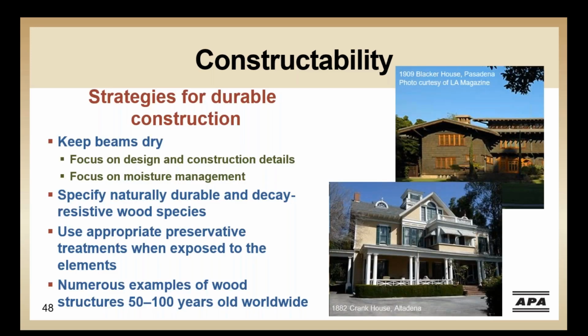Let's take a look at some strategies for durable construction. One of the best pieces of advice we could give related to all wood construction is keep the beams dry and focus on the proper design and construction details and moisture management. Use an appropriate preservative treatment when the wood products are exposed to the elements, or consider a naturally durable and decay-resistant wood species when designing the structure. Remember that worldwide there are numerous examples of wood structures that have been in use for 50 to 100 years. The photos on the right show homes constructed over 100 years ago that have endured because of good detailing related to moisture management.